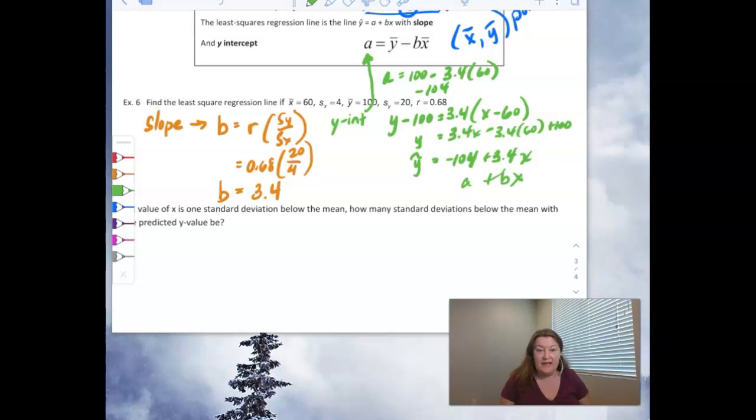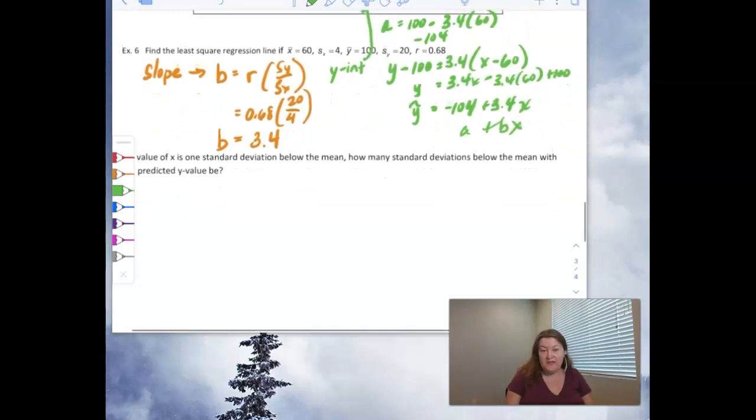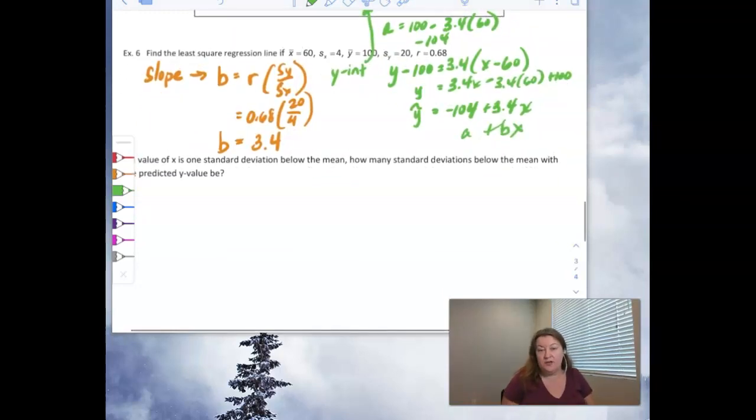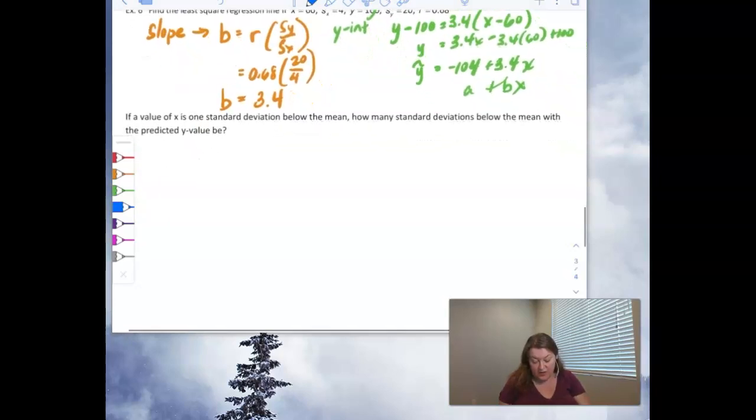All right. Lastly, we want you to see that when standard deviation of one variable changes because of that r value, the standard deviation of the other one is not going to change the exact same amount. So let's go and do an example of that one. It says, if the value of x is one standard deviation below the mean, how many standard deviations below the mean will the predicted y value be?